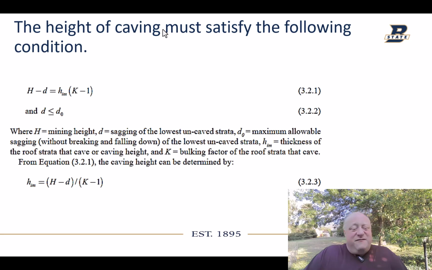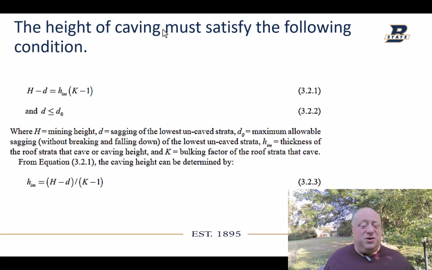So anyhow, from that first equation, though, we have to assume that D, the sagging of that lowest uncaved strata, is less than the maximum sagging, right? So it's not going to break, and instead, that's where the caving stops. And so from that equation, 3.21, you can rearrange that, and you just have H minus D divided by K minus 1. So the mining height minus the sagging of the lowest uncaved strata divided by that balking factor minus 1.